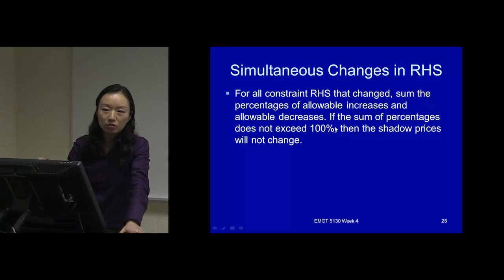this 100% rule again. You sum the percentage of the change in regard to the allowable increase or decrease. If it's less than 100%, then you know the shadow price won't change. Then you will be able to use that shadow price.